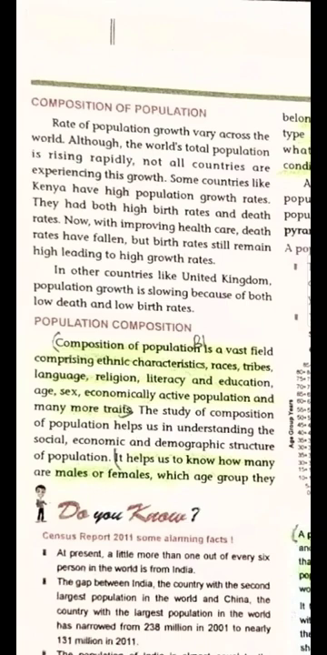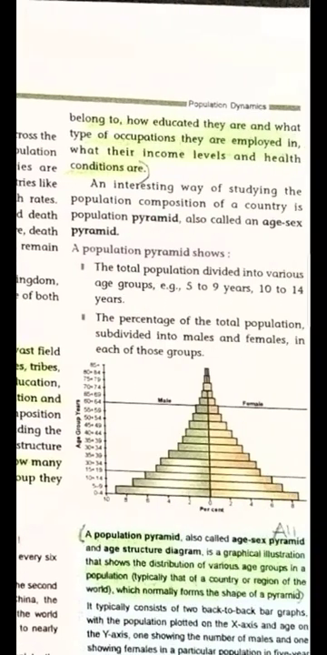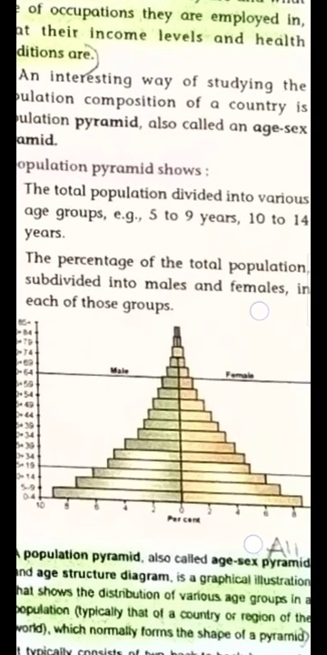And there is an interesting way of studying the population composition, which is the population pyramid. It is also called the age and sex pyramid. So here, children, this is the type of pyramid which can be seen, and this helps in studying the population composition of any country. Now what is the importance of this population pyramid? What does it tell us?